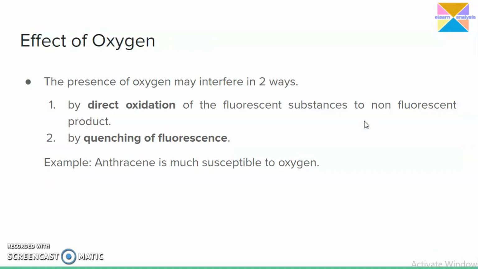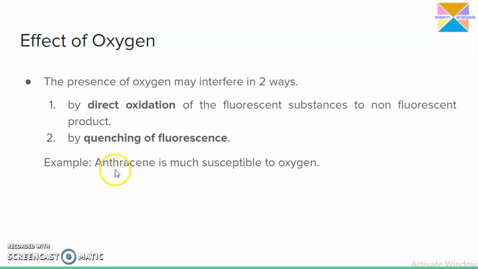Coming to the effect of oxygen, the presence of oxygen will usually interfere in two different ways. One way is it directly oxidizes the fluorescent substance, which may lose the fluorescent property and may turn to a non-fluorescent product. And the second way in which the oxygen may affect is by quenching of fluorescence. This quenching will be discussed under a separate heading in the next session, so I won't be dealing with it in much detail in this particular slide, but rather I would like to say quenching is a phenomenon which decreases the fluorescence intensity.